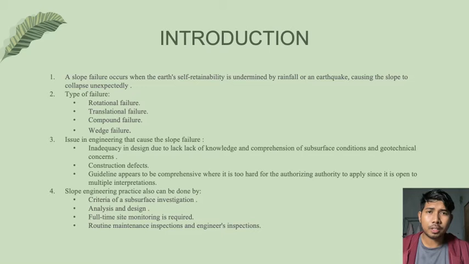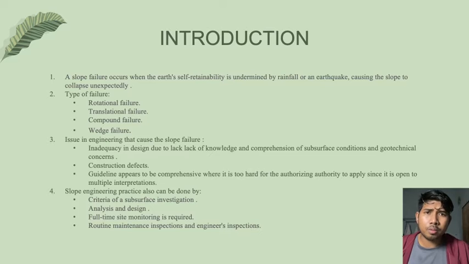A slope failure occurs when the self-retainability is undermined by rainfall or earthquake, causing the slope to collapse unexpectedly. There are 4 types of failure. The first one is the rotational failure, the second is the translational failure, the third is the compound failure, and the fourth is the wedge failure.